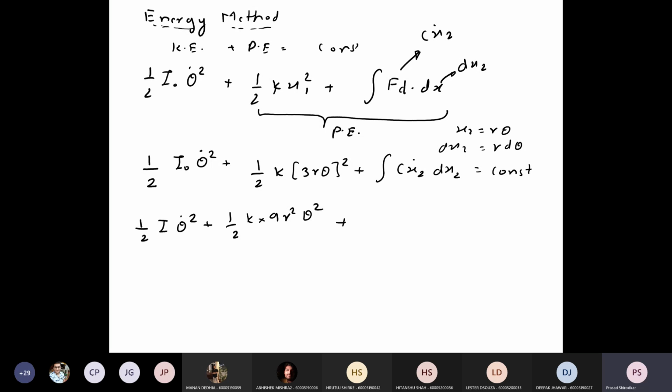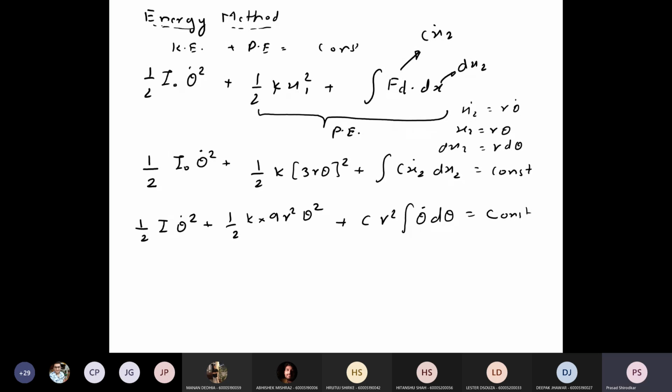I'm going to take some of the terms outside. x2 dot is equal to r theta dot. So this becomes c r square theta dot d theta is equal to constant. Now I want this in terms of integral of time.